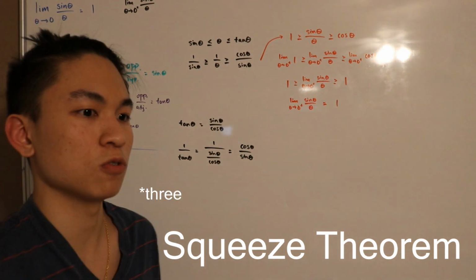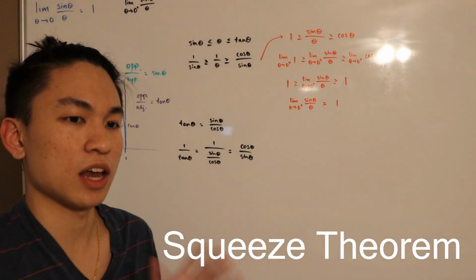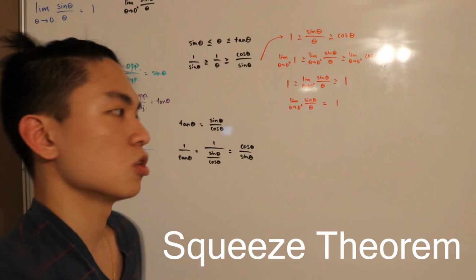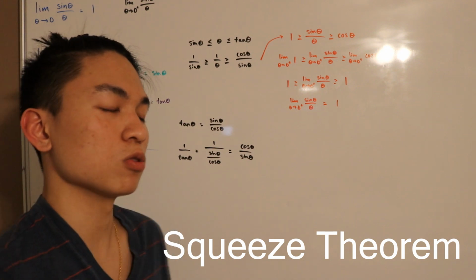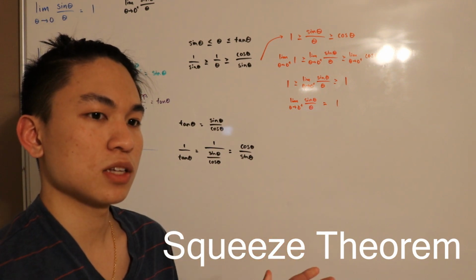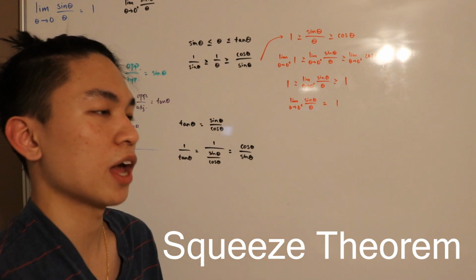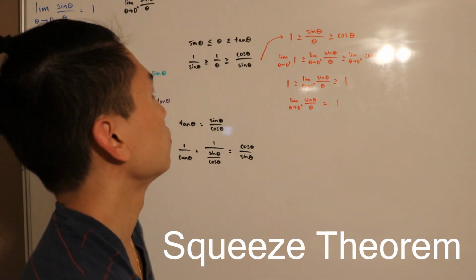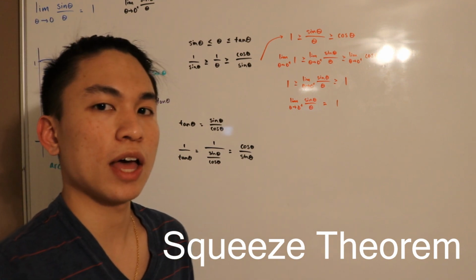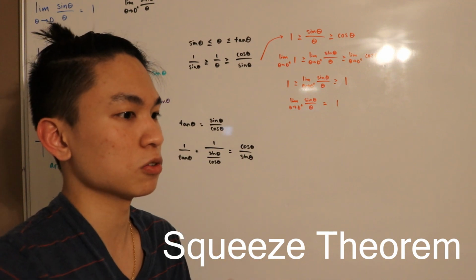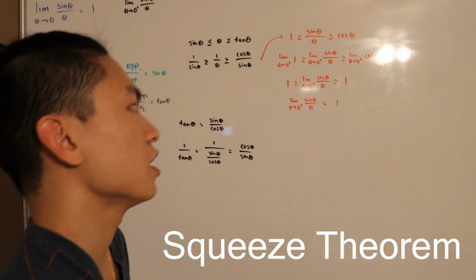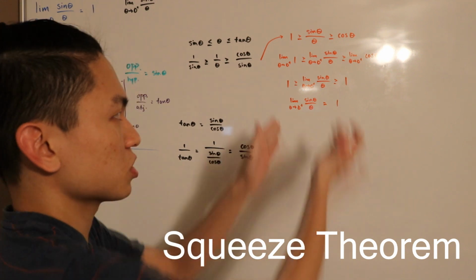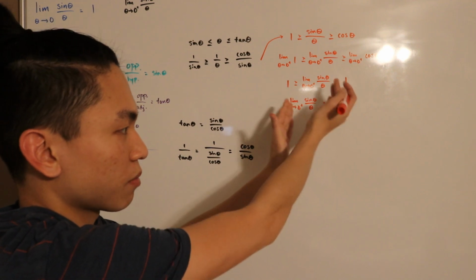Squeeze theorem says that you have three functions, we'll call them f of x, g of x, and h of x, and we'll call the finite number L. If the limit as x approaches a of f of x is equal to L, and the same thing for h of x, that's also equal to L, then the squeeze theorem says that the limit as x approaches a of g of x has to also equal L, which is what we're using right here.